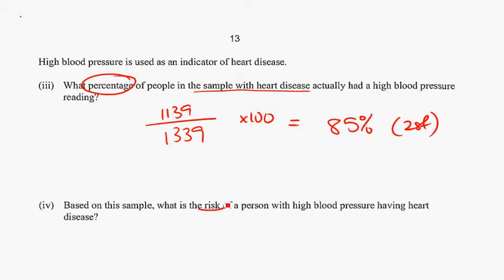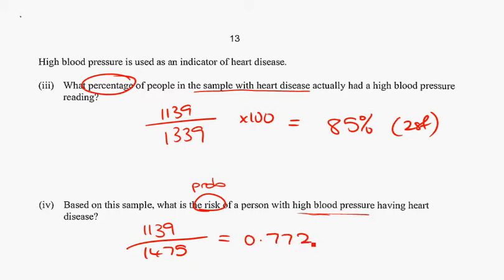Based on this sample, what is the risk of a person with high blood pressure having heart disease? So another word for risk is probability. And this time, once again, we're talking about people that have got high blood pressure. So looking back at the table if you need to, well, you probably all need to, the number of people with high blood pressure is 1475, and the number of them with heart disease was 1139. So working that out, 0.7722. It's asked for risk, so we could write that or a percentage.